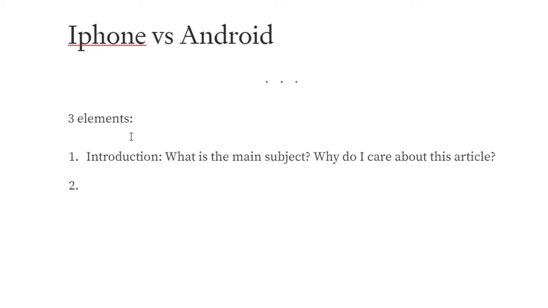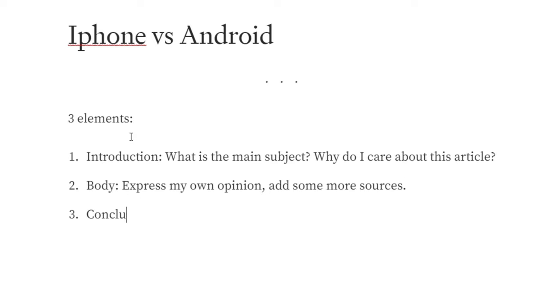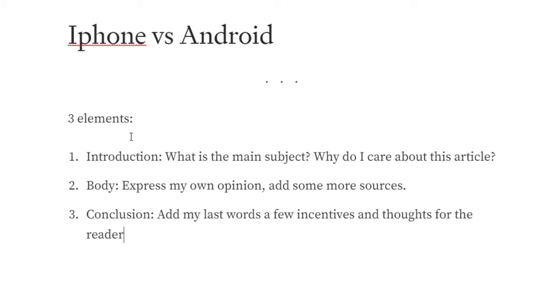Now, number two is going to be the body of my article. Here in the body, I just want to express my own opinion. And if you want, you can add some more sources, for example. And lastly, I have the conclusion. So here in the conclusion, I just want to add my last words and a few incentives and thoughts for the reader.